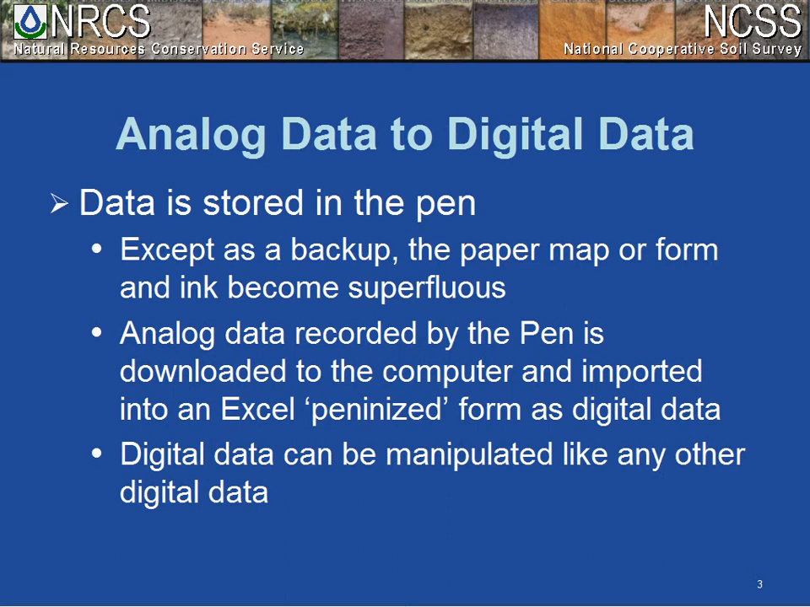So basically what we're doing is taking analog data, that's your handwritten data, directly into digital data without stopping at the keyboard in between. You use the digital pen as if it was a real pen that can write in ink, unless you're working for the CIA and they use a toothpick instead of an ink. Except as a backup, the paper map, or the form in our case, becomes superfluous, but I just wouldn't throw them away, I'd keep them as backup.